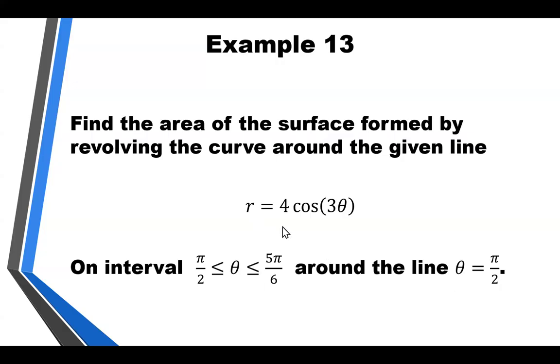So here's our curve 4 cosine 3 theta. We're going to rotate it around theta equals pi over 2 and on the interval from pi over 2 to 5 pi over 6.